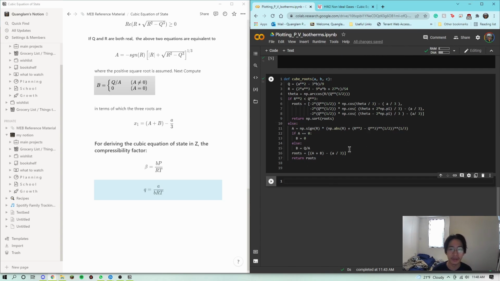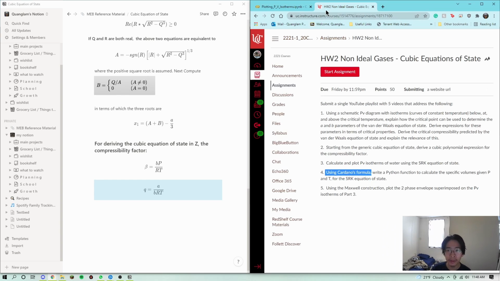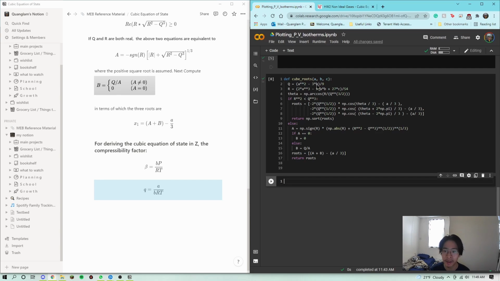Well, at this moment in time, we have our cube roots function, which uses Cardano's method to find cube roots based on 3 coefficients, a, b, and c. And what we want to do is to write a Python function to calculate the specific volumes given pressure, temperature, for the SRK equation of state. Okay, and the way we're going to do this is we're going to be using the linear cube form of the cubic equation of state with z as our variable, z being compressibility factor, and we're going to use the function we just wrote to solve for those roots based on a pressure and a temperature, right?